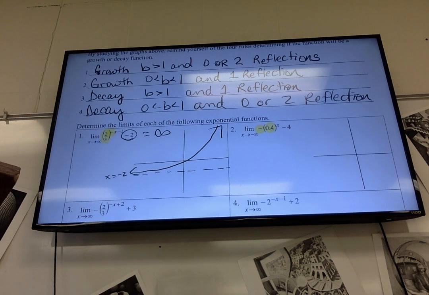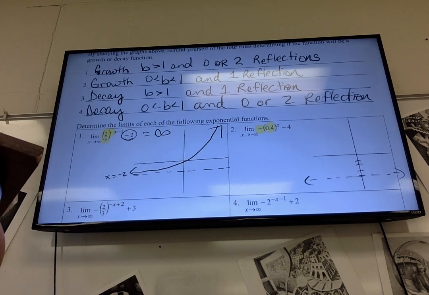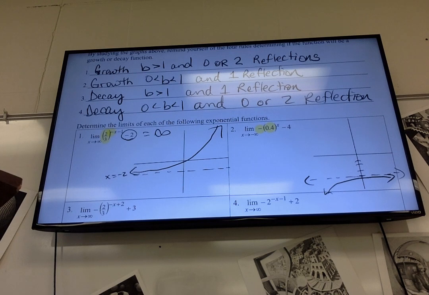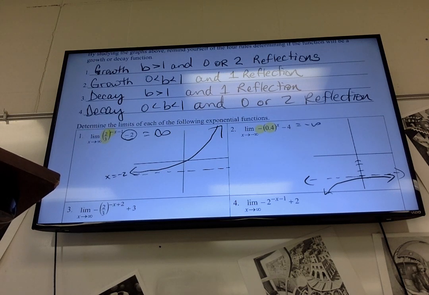Okay, so we go down to -4. There's our asymptote. Is this growth or decay? Growth, same reason as before. And it is negative out in front of the number, out in front of that 0.4. So it's going to be below that asymptote. It's still going to be growth, so it's got to be approaching the asymptote but not ever reaching it. So it's going to look like that. So what's the limit here? Negative infinity. Very good.